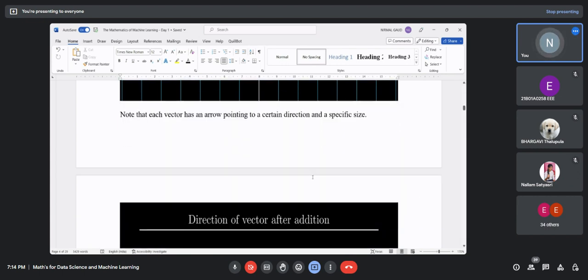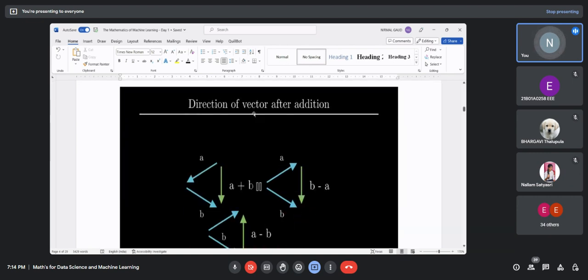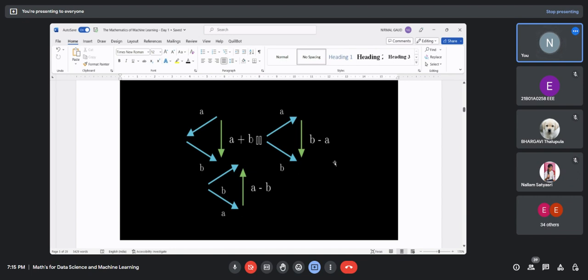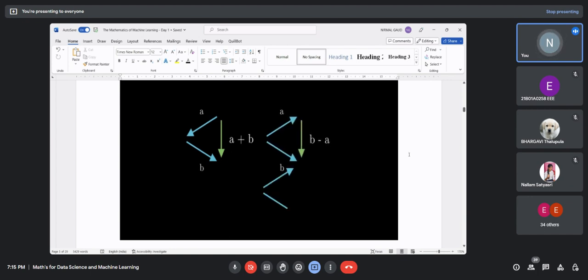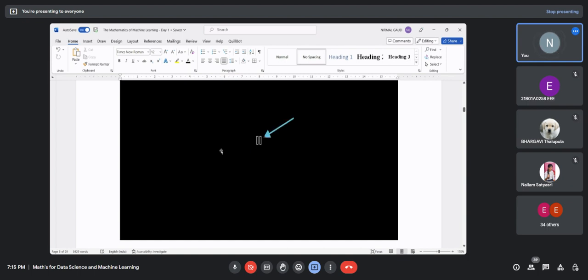Here each vector has an arrow pointing in a certain direction. Obviously, as I already told, a vector has a direction. A scalar with a direction is a vector quantity. Now, the direction of a vector after addition is very important to understand. If this is a and this is b, then the resultant is a plus b. This will be the direction of your vector.